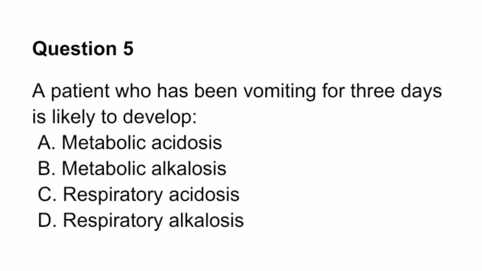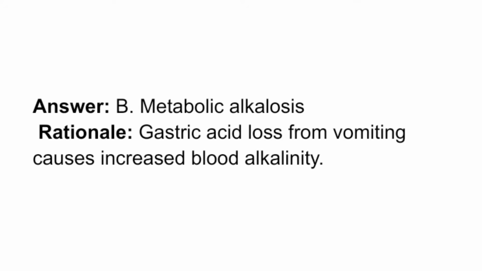Question 5. A patient who has been vomiting for 3 days is likely to develop A. Metabolic acidosis. B. Metabolic alkalosis. C. Respiratory acidosis. D. Respiratory alkalosis. Answer B. Metabolic alkalosis. Rationale. Gastric acid loss from vomiting causes increased blood alkalinity.